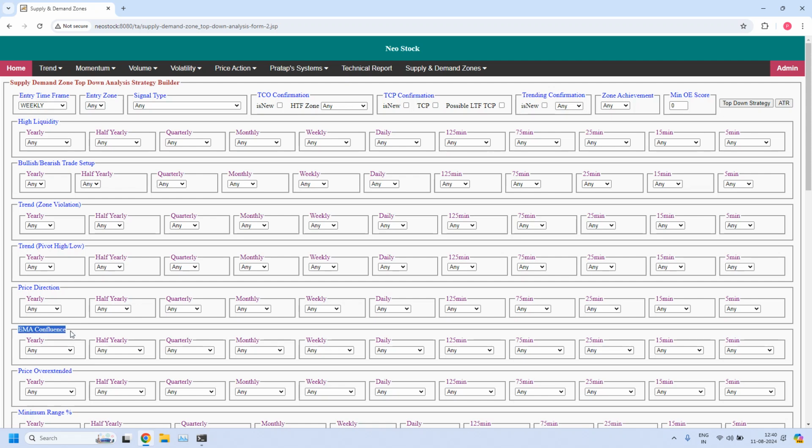That is, weekly demand zones having weekly EMA confluence. Next report, we will check supply zones having confluence. So EMA confluence, weekly time frame. I am selecting the options, demand zones. Which demand zone? Weekly demand zone, because the time frame is weekly. So those are weekly demand zones having a weekly EMA confluence, WEMAC. That is weekly EMA confluence.